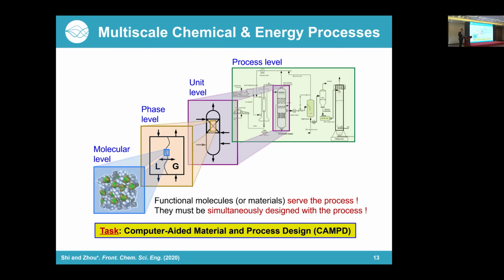But as I just said in the beginning, we are chemical engineering, not chemistry. So our task is to design a best process where the molecule plays a significant role in the process. In a word, functional molecule or material serve the process. They must be simultaneously designed together with the process. So the task is not only computer-aided material design, but computer-aided molecular or material and process design.